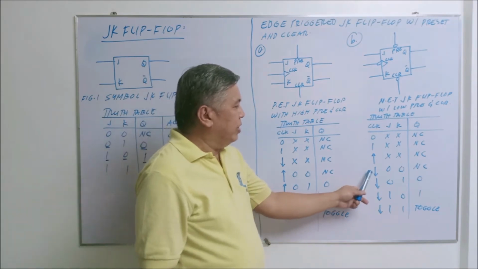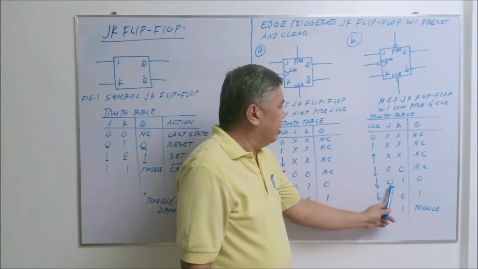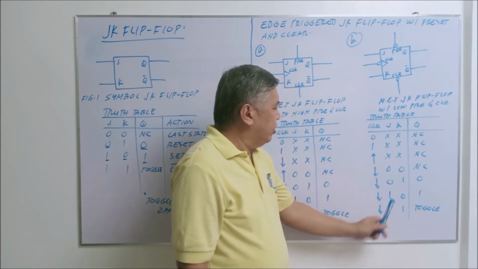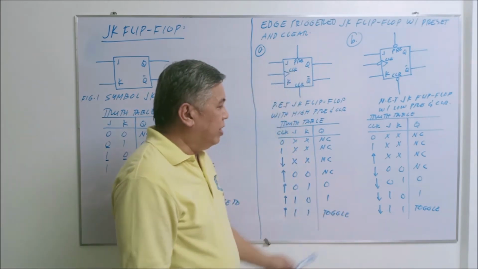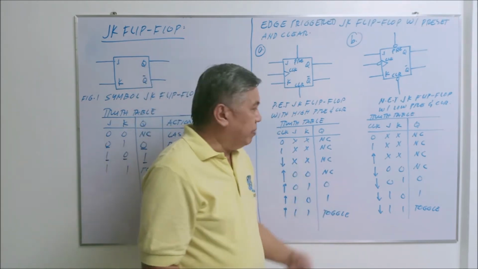So negative triggering, 0, 0, no change. Negative triggering, 0, 1, J implies Q. Negative triggering, 1, 0, J implies Q. Negative triggering, 1, 1, toggle. Okay, meaning to say, whatever is the last state, again, it is complemented.